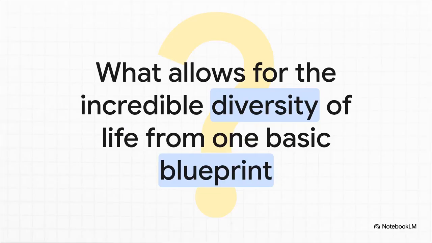Which leaves us with this incredible thought. We've just seen that all complex life is built using pretty much the same hierarchical plan. The basic rules of assembly are surprisingly similar. So the big question is, how can one fundamental blueprint create the absolutely mind-boggling diversity of life we see everywhere? From a mushroom to a blue whale. Now that is something to think about.